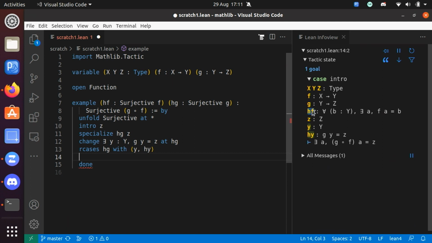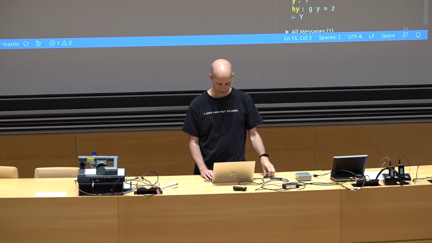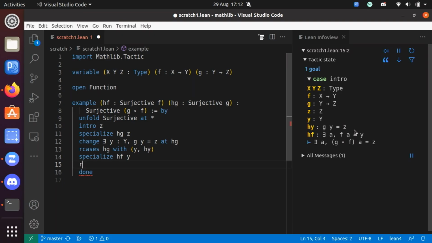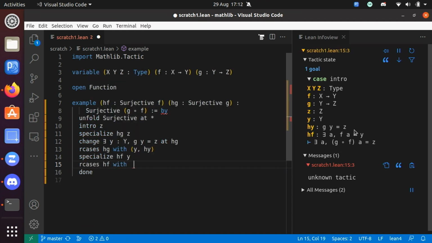And now we have an element of y, and also we have the hypothesis that g of that element of y is z. So now I use surjectivity of f. So now we can do the same thing. We can specialize hf at y, and then we can take that apart. Our cases is hf with x, hx. Oh, pointy brackets. Oh dear, wrong pointy bracket. There it is, x, hx.